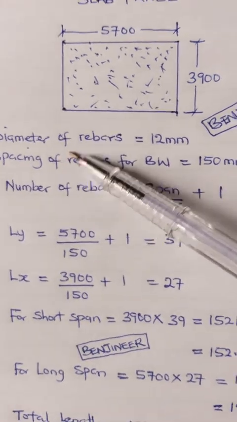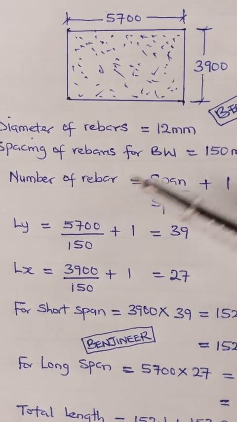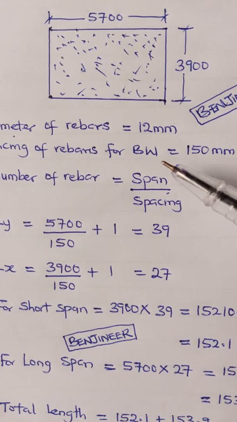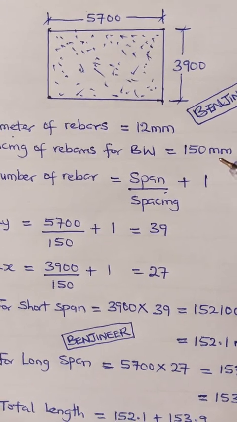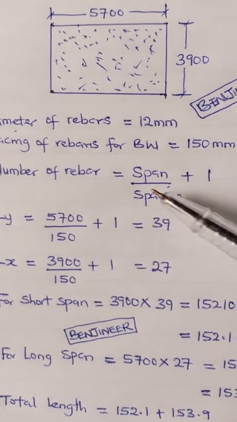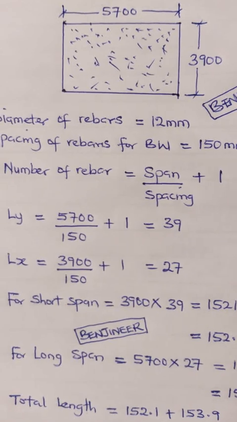Now we are considering a diameter of rebar of 12 millimeters. Then the spacing of the rebars for both ways, we are considering it as 150 millimeters. Then the number of rebar in this case will be equal to span divided by spacing plus 1.